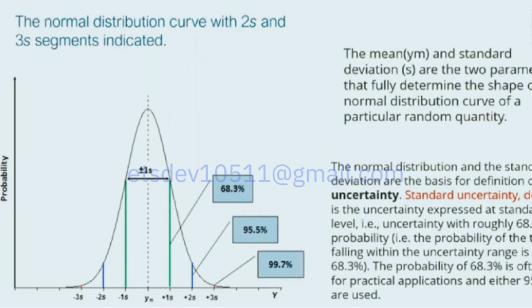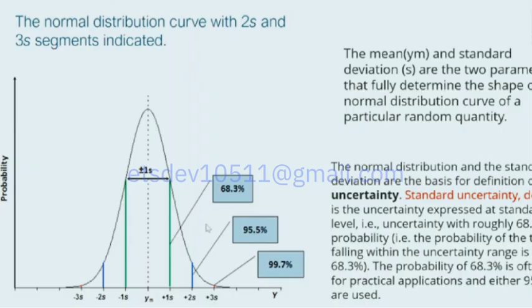So what does this curve say? This curve says that for any of the analytical results to fall between plus or minus one standard deviation is to the extent of only 68.3%.